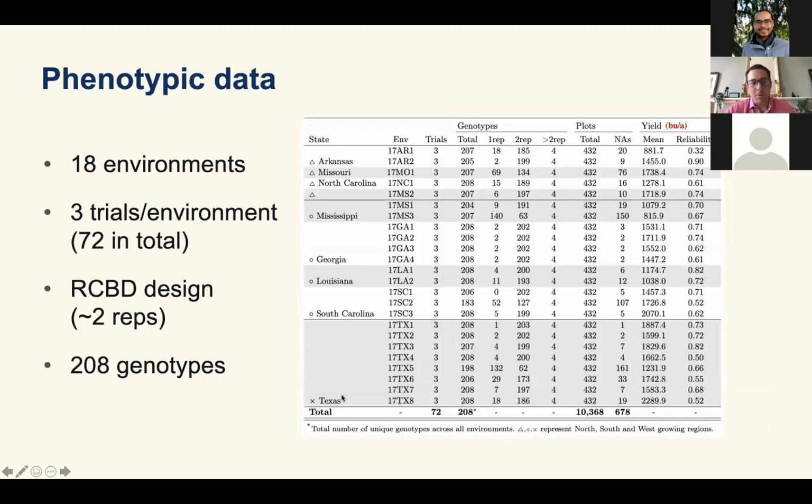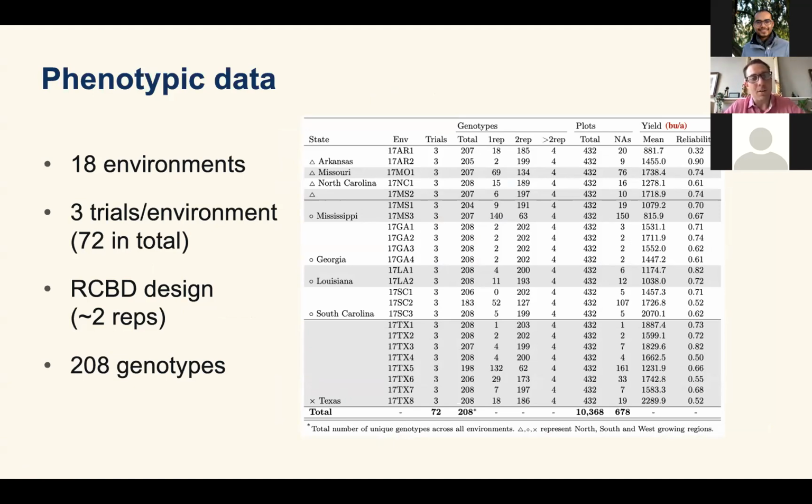So just a bit of a summary here of the phenotypic data. There's a fair bit going on the right-hand side, but I'll highlight the most important parts: we do have those 18 environments covering the 8 states. We have 3 trials within each environment, and those trials are simply a subset of the total number of genotypes, and that total number of genotypes is 208. So typically we have about 62 or so genotypes in each trial, as well as a few checks.